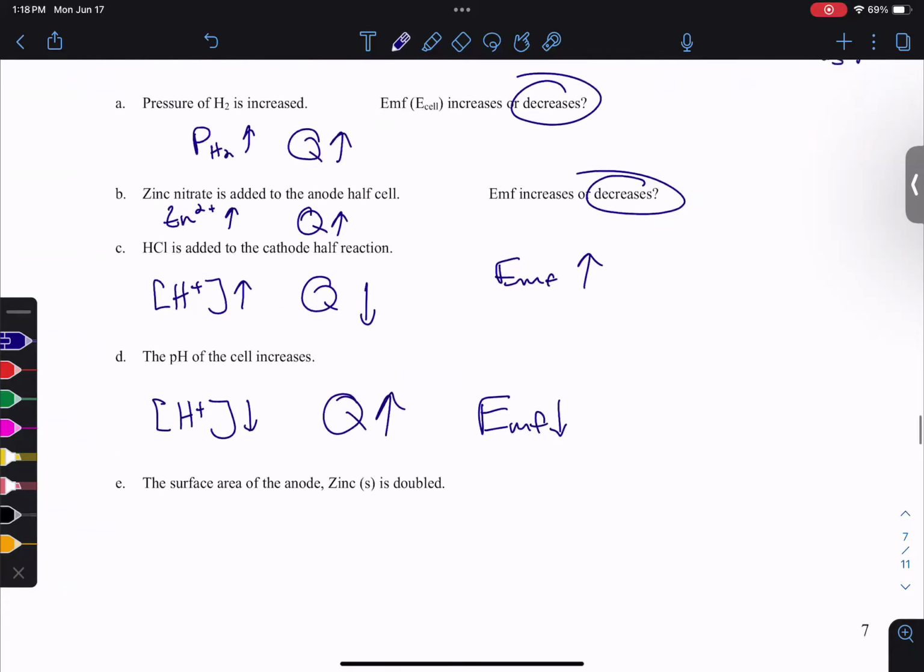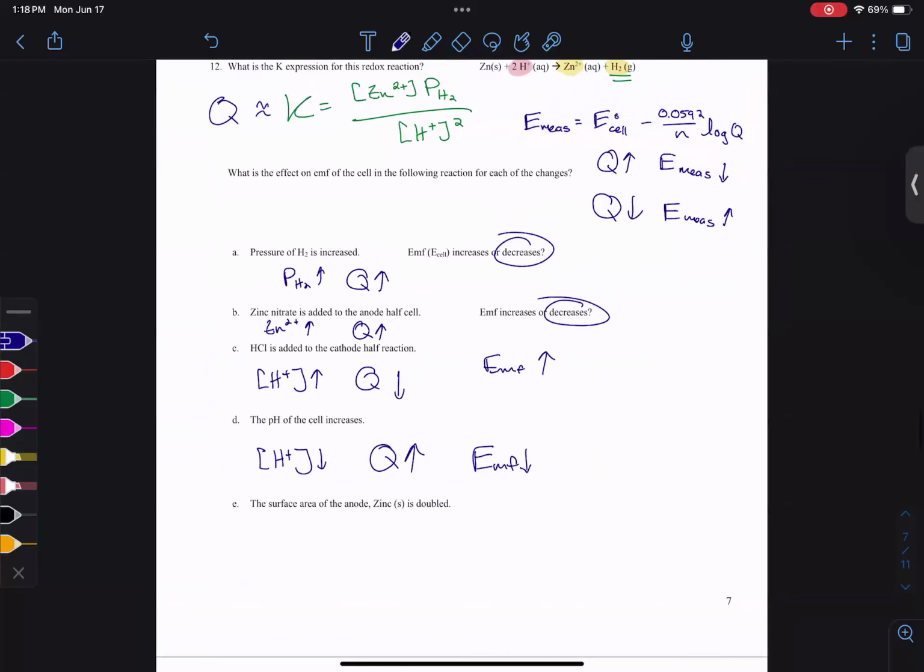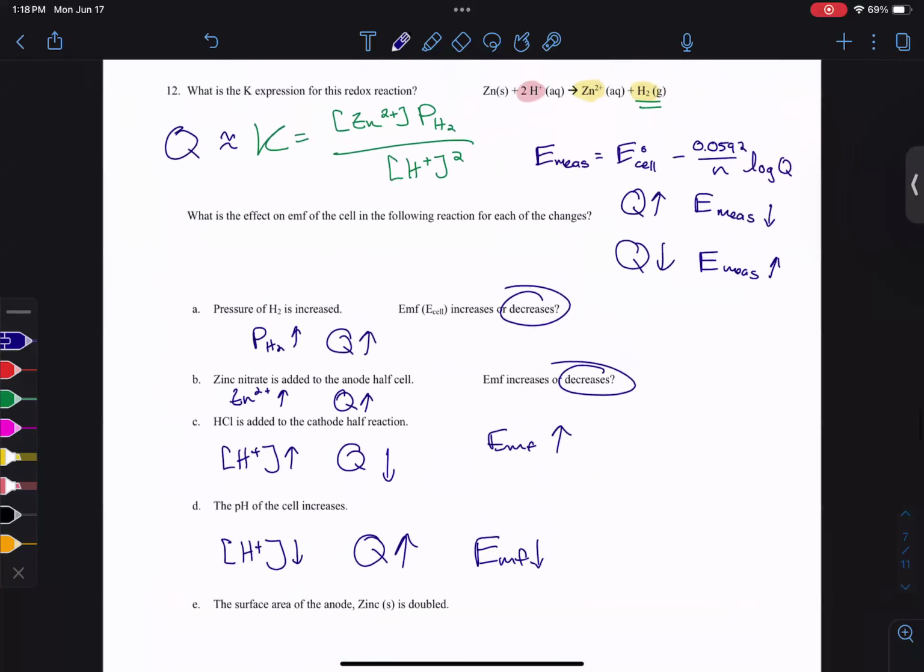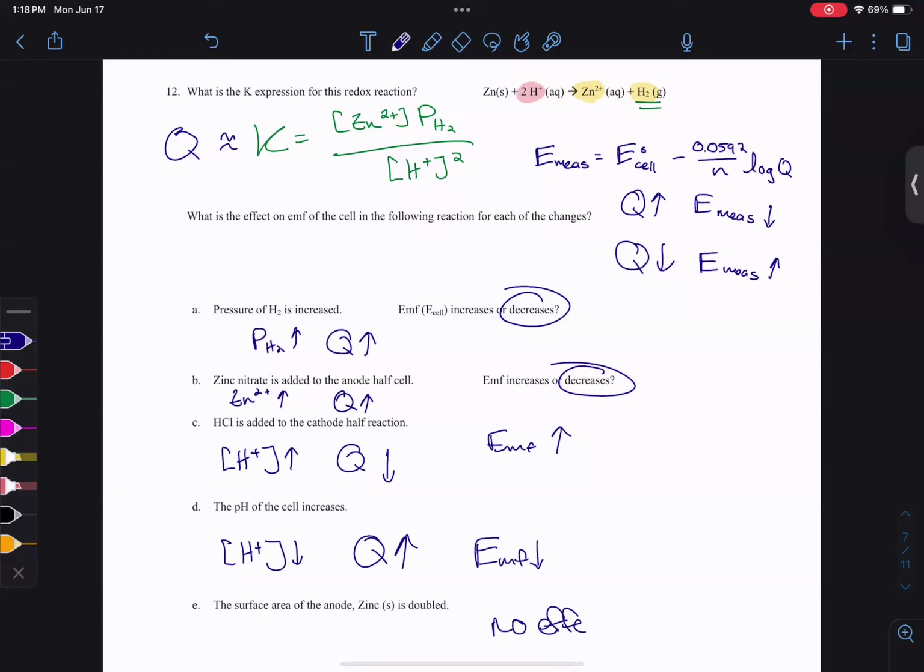All right, so keep going. The surface area of the anode, zinc solid, is doubled. What do you think? How do you think the EMF changes? Use your chapter 15 intuition. Is zinc solid in the Q or K expression? It is not. So do you think it's going to have an effect? Nope. So no effect.